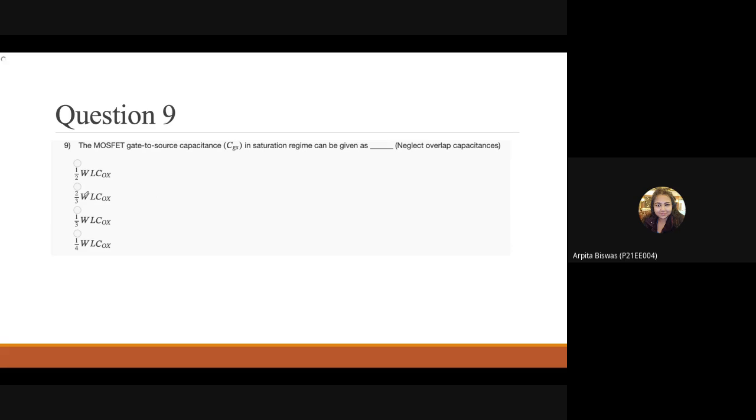Next question number 9. The MOSFET gate to source capacitance CGS in saturation region can be given as dash, neglect overlap capacitances. So find out the right option. Ma'am, 2 by 3 WLCOX. Yes, 2 by 3 WLCOX.